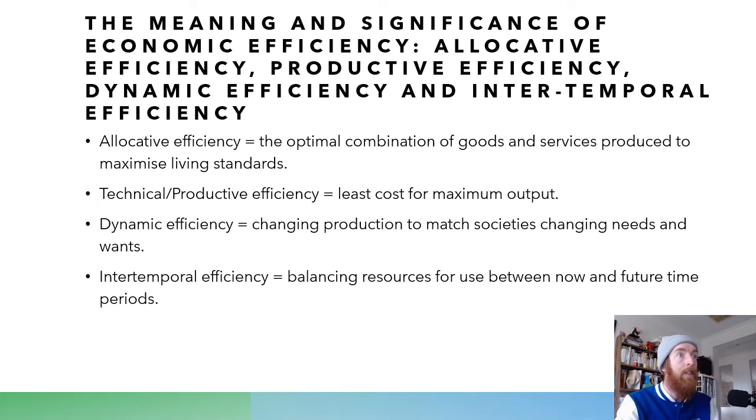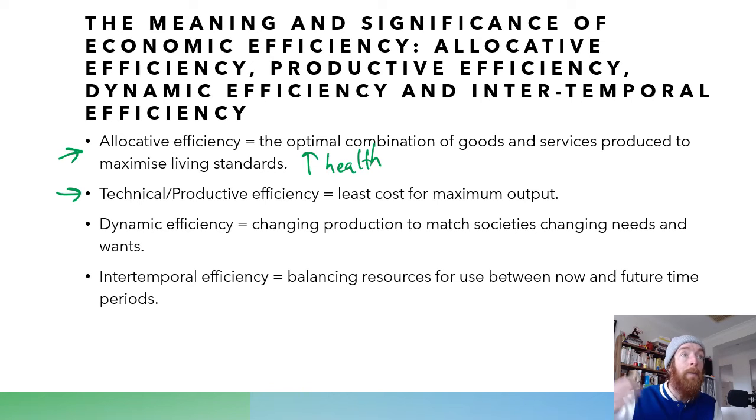So we've got allocative efficiency, which is the optimal combination of goods and services produced to maximize living standards. To achieve allocative efficiency, this is going to be doing any kind of production that's going to improve living standards. So spending on health, education is a good example of that. So technical productive efficiency is the least cost for maximum output. So replacing workers with technology would do that.